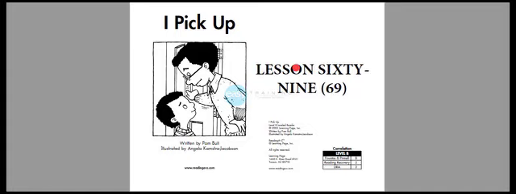This time it is lesson 69 in level 1 of Curso Debutante 1. The title of the lesson is I pick up. Pero estos dos sonidos, el sonido final k y el sonido a, se unen para que esto se diga I pick up. I pick up.